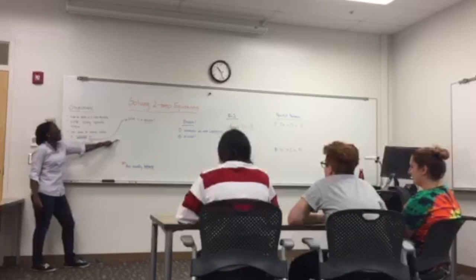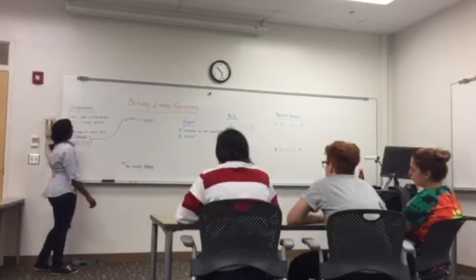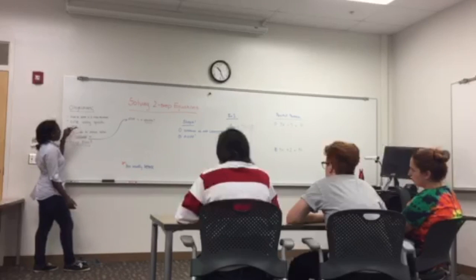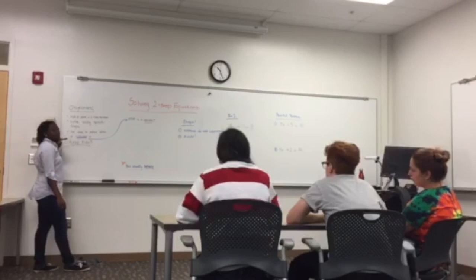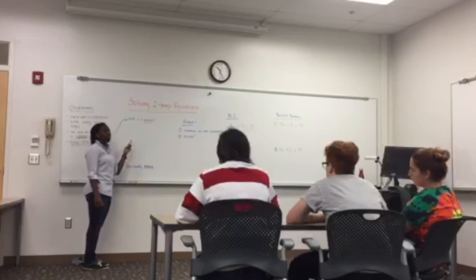Good morning. Today we're going to learn how to solve two-step equations. On the board this morning we have the objectives listed. One is to solve a two-step equation using specific steps, and then we're able to define what a variable is. So to start off for the morning, can anybody tell me what a variable is?